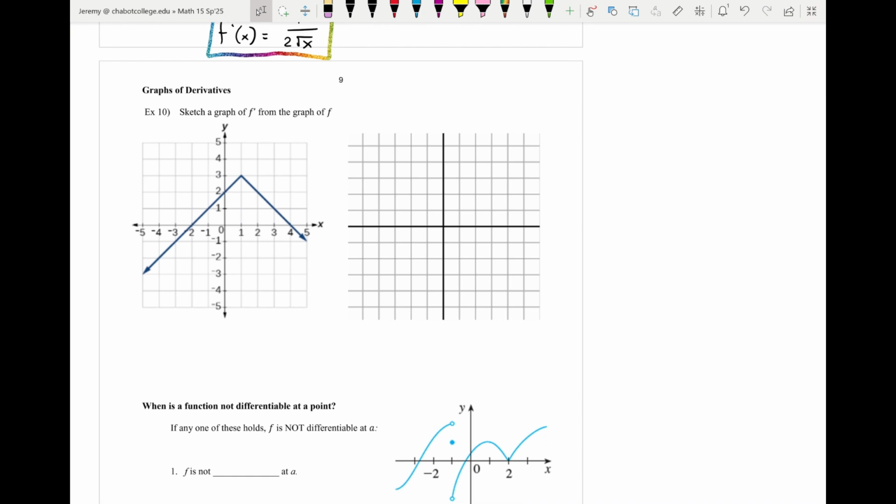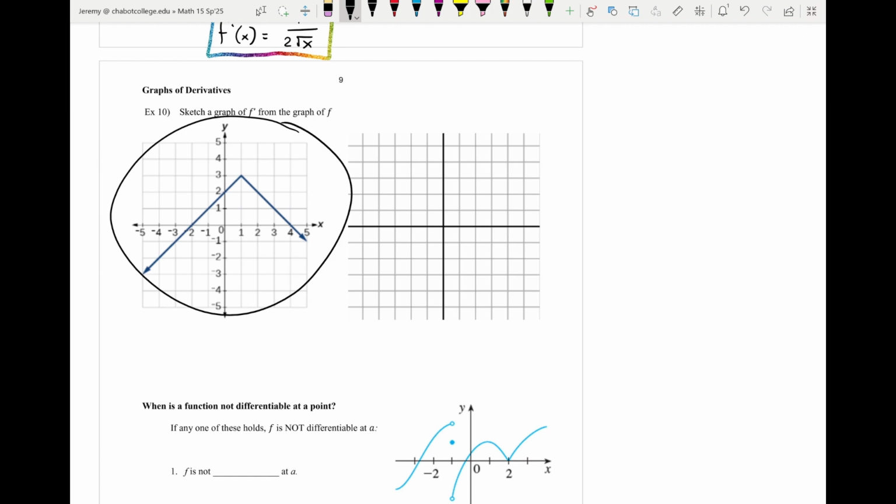So for example 10, this one's kind of interesting. We're given the graph of this function f, and we want to come up with the graph of f prime. We're not told what the expression is for this function. We're just given the graph of it. But since we know that the slopes of the tangent lines of the original function are going to be the output values of the derivative function, we can figure this out by looking at this graph.